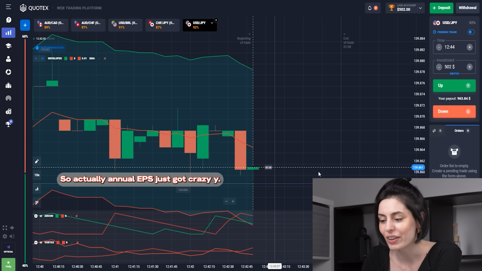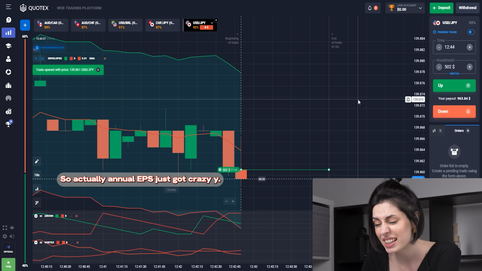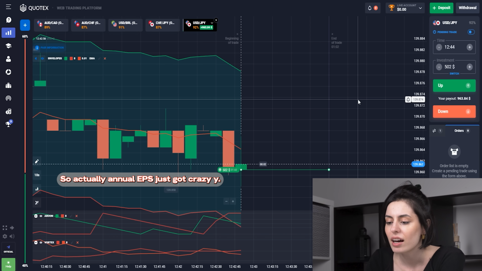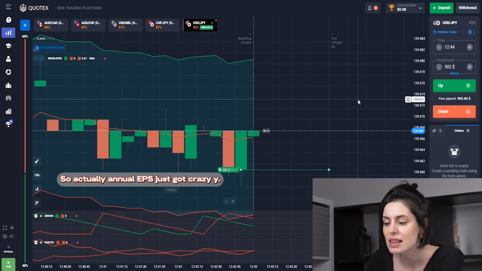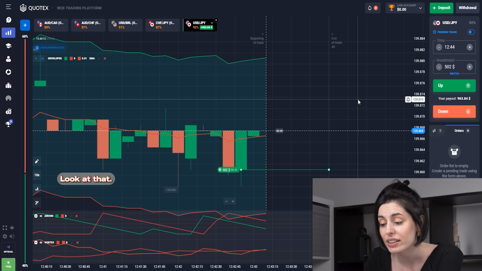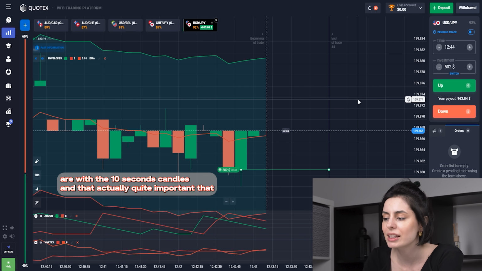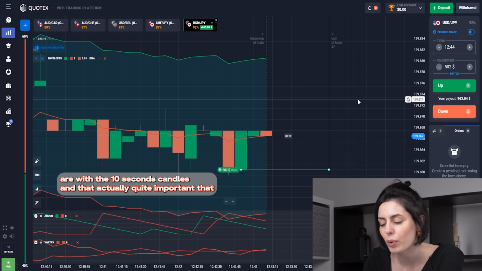Look at that. Look how the envelopes just got crazy wide. What is that? What is that and how can we actually predict anything in that case? Oh, look at that. This is definitely high volatility. Look at those candles. Yeah, we are with the 10-second candles, and that's actually quite important.